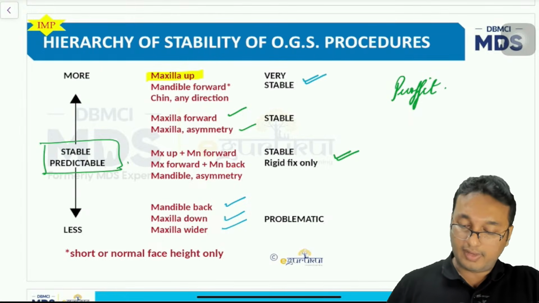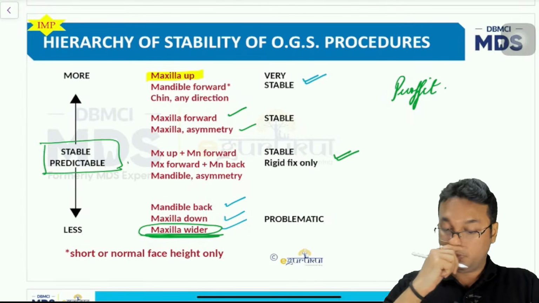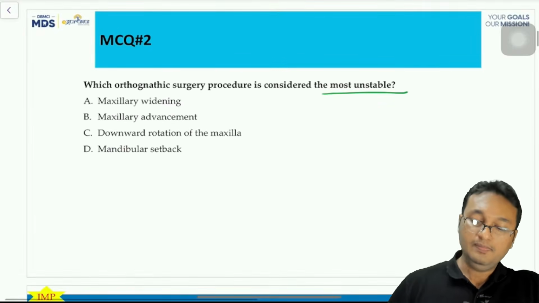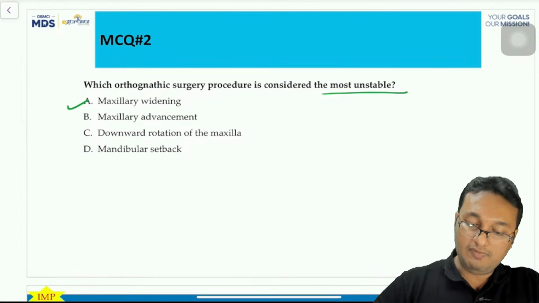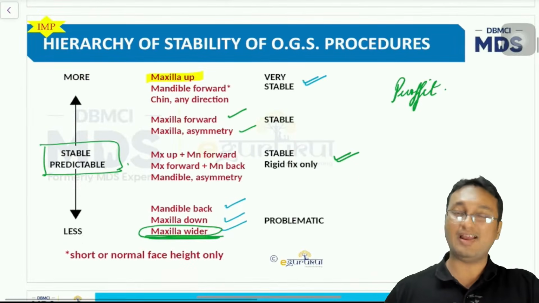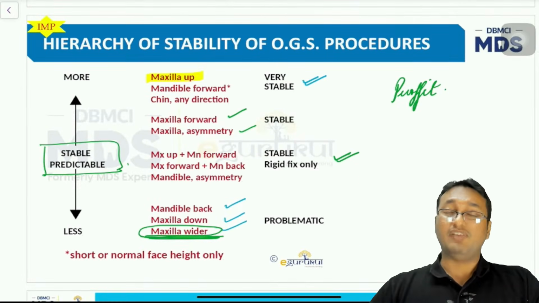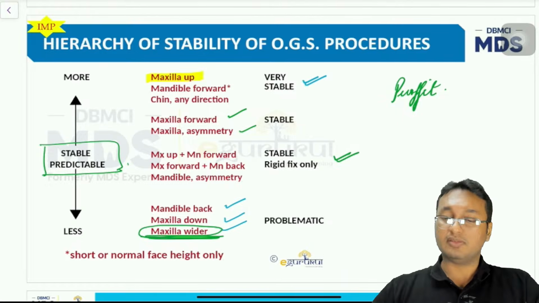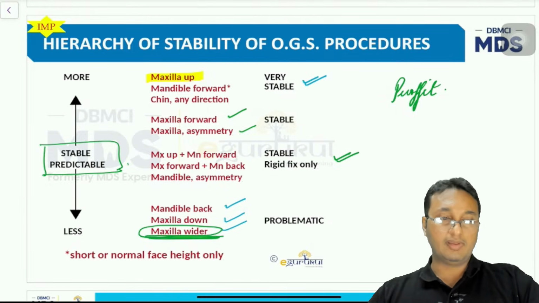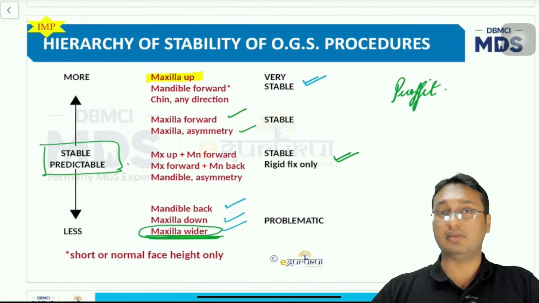Okay, that's why widening the maxilla falls under the most problematic situation, which is the least stable out of all procedures. That's why option A will be the correct answer. You have to remember this table by heart. Very many times I've seen questions out of this particular table. You have to remember this table. Okay, students, you have to remember this table. This is important.